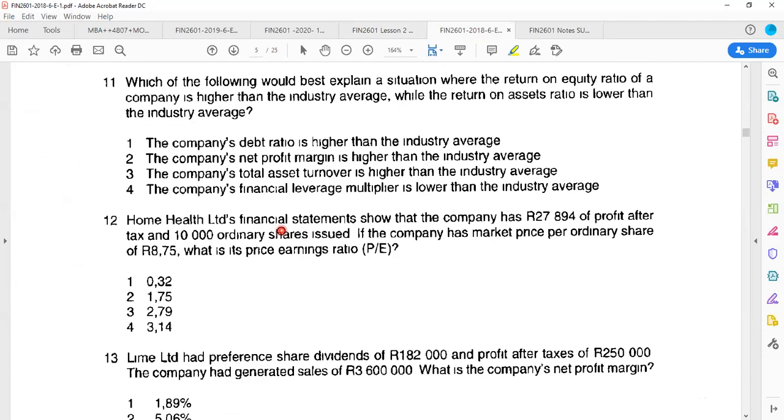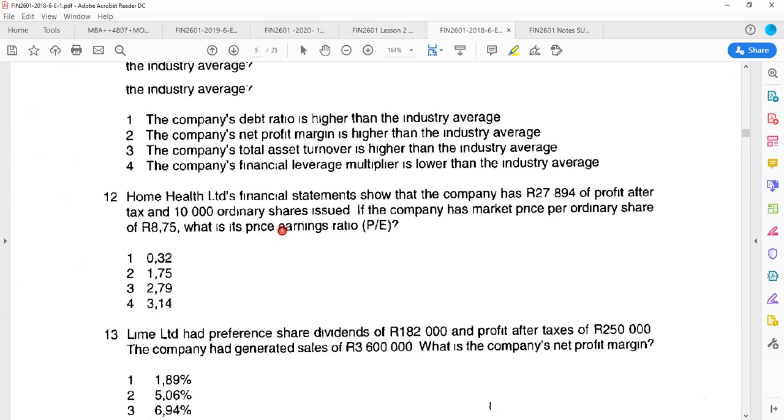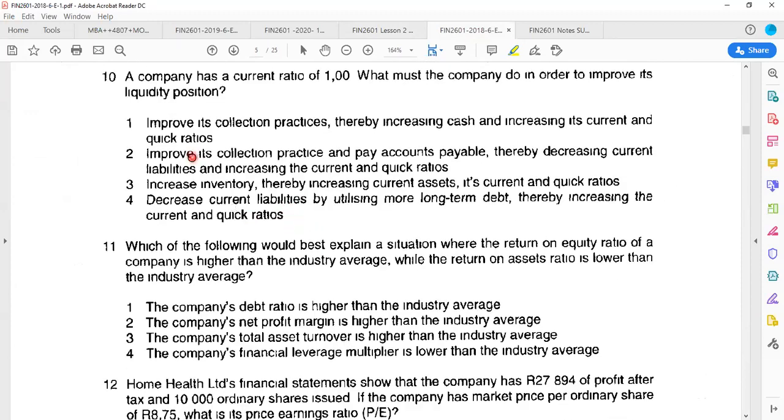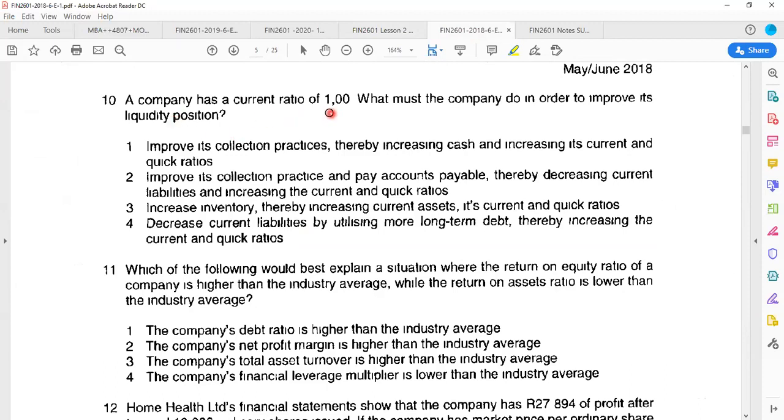Question 10 and 11 were theory questions. So I'll take you through these two theory questions and then we'll look at 12 and 13, which are the last questions I asked you to look at with calculations. Question 10 says, a company has a current ratio of 1. What must the company do in order to improve its liquidity position? Number one says improve its collection practices, thereby increasing cash and increasing its current and quick ratios. Number two, improve its collection practices and pay accounts payable, thereby decreasing current liabilities and increasing the current and quick ratios. Option three, increase inventory, thereby increasing current assets, its current and quick ratios, and lastly, decrease current liabilities by utilizing more long-term debt, thereby increasing current and quick ratios.